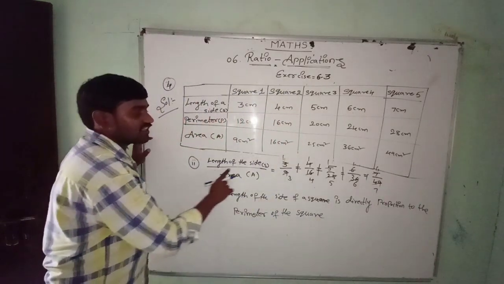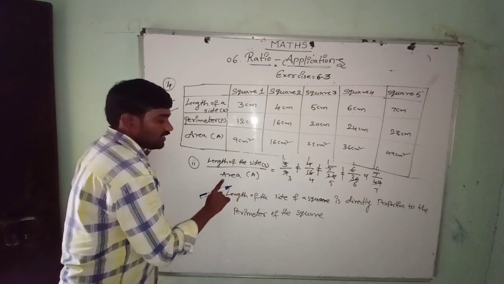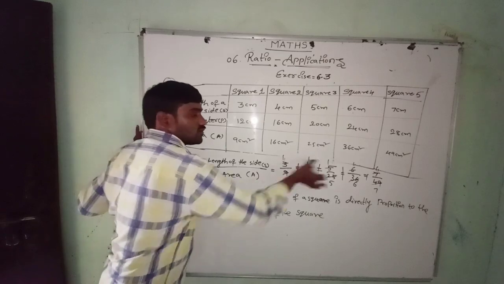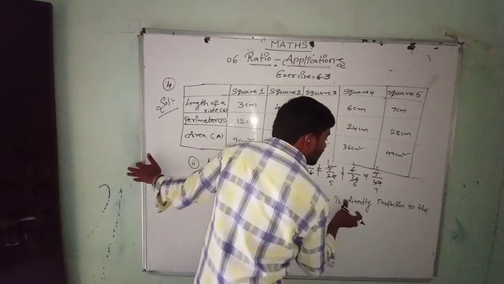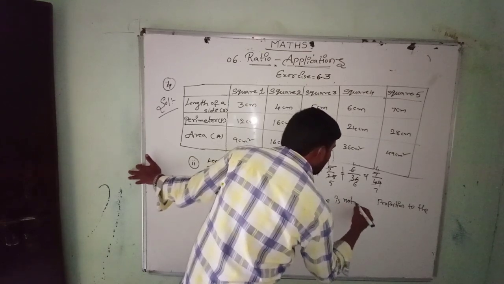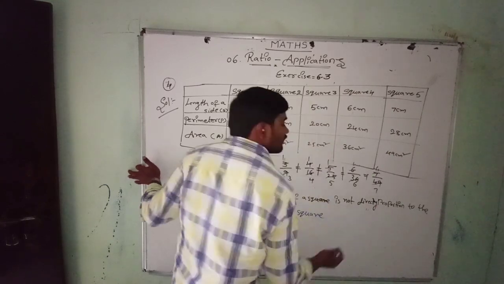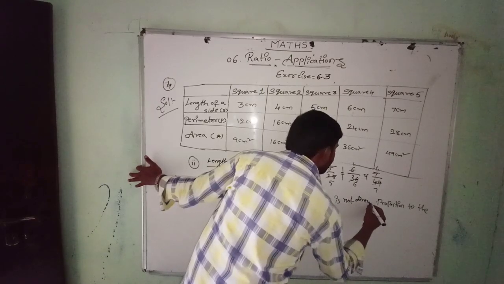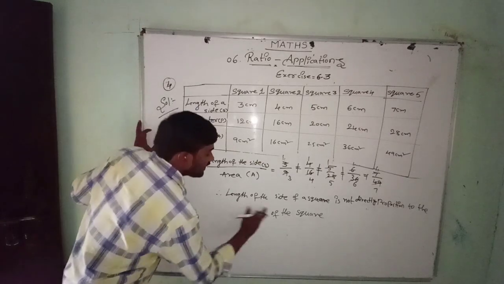Hence the length of the side of a square by area is not constant. Is it constant? Did we get the same value? No. So the length of the side of a square is not directly proportional to the area of the square.